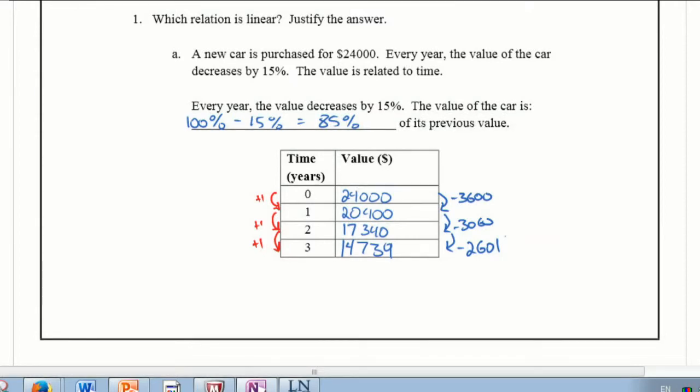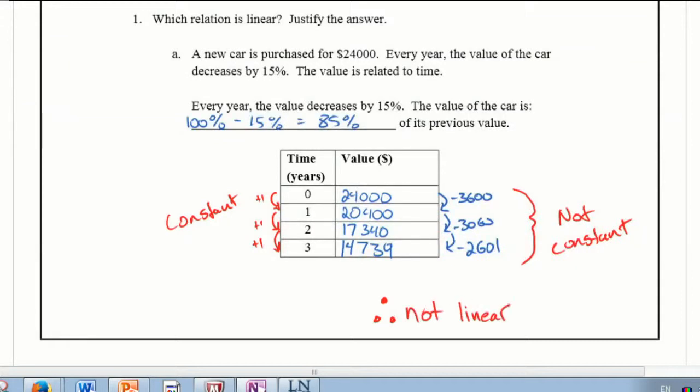So all of my values in my first column here were constant. They were going down by one. Now I'm dealing with these values, and these are not constant. Have you guys used the three dot abbreviation for therefore? Have you seen that one before? Therefore, this is not linear. Three dots together is therefore.